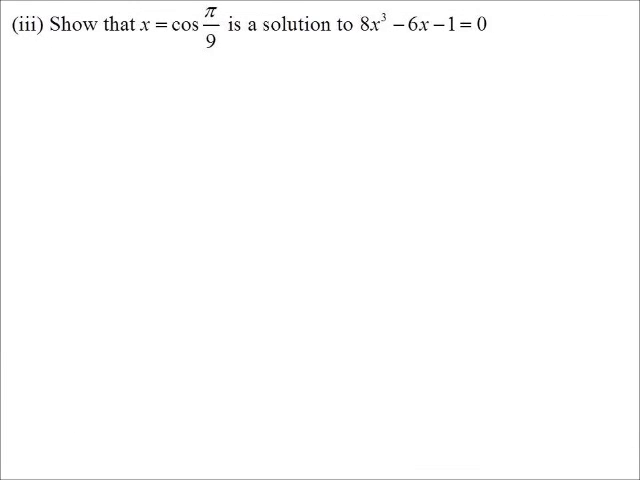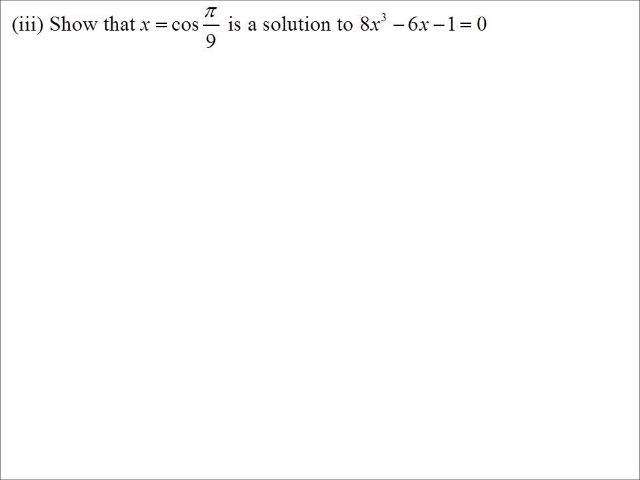Okay. They've asked us to show that x equals cos pi on 9 is a solution to this particular equation. Now, it is actually related to the last question we did, because we just came up with a relationship. Over there, you see we've got in the equation 8x cubed minus 6x minus 1 equals 0. What we just did, where is it? Down here, I've got cos 3 theta is 4 cos cubed minus 3 cos. Look at the coefficient, look at the power.